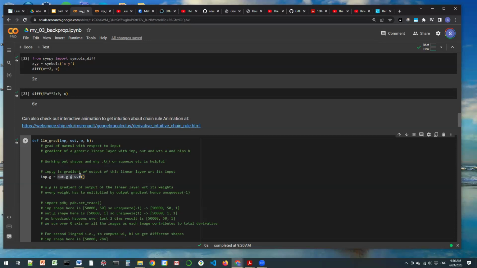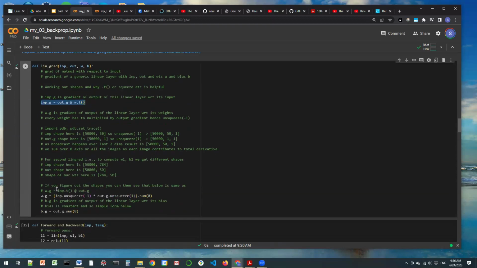As I keep repeating, why the shapes work out, and why we matrix multiply with the transpose of W, is something you'll have to work through the shape details to understand. But conceptually, you take the incoming or upstream gradient coming into this linear L2 block and matrix multiply it with the transpose of the weight to calculate the gradient of the input. Remember, here the input is L2. So what you have calculated by this single line of code is L2.g.